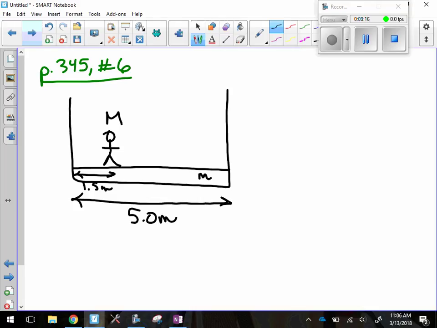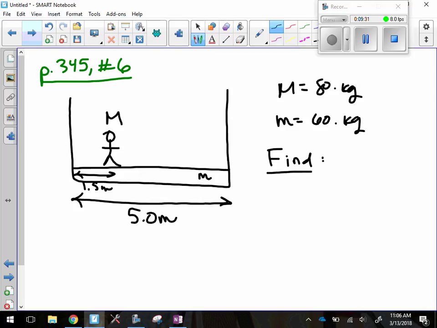And I know some things. I know big M is what, 80? I know little m is 60. And what am I supposed to find? So we'll call them T1 and T2. We'll come back to axes in a minute.